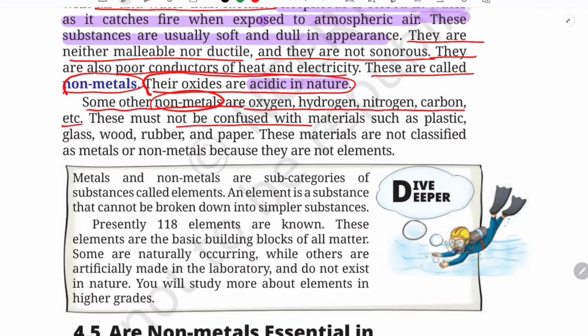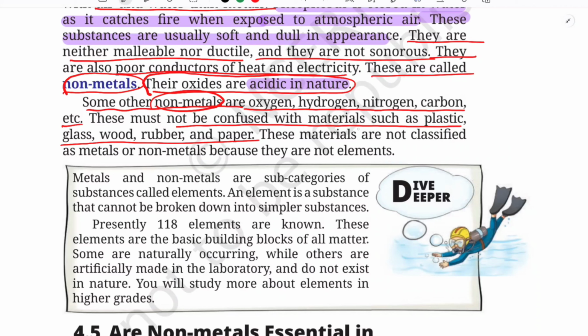And these must not be confused with materials such as plastic, glass, wood, rubber and paper. See why plastic, glass, wood, rubber and paper have been mentioned here? Because earlier, in our experiment where we checked whether the bulb glows or not, we used these materials, isn't it? This material, that is the plastic, glass or wood, we called them non-metals. So these should not be confused with plastic, glass, wood, rubber and paper.